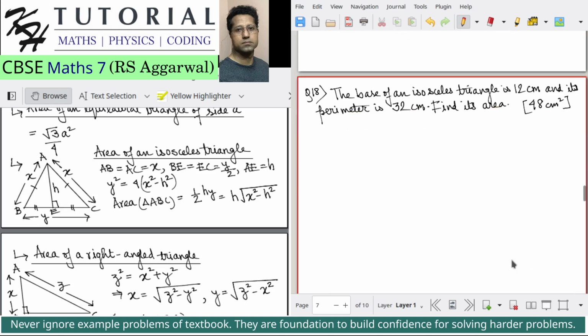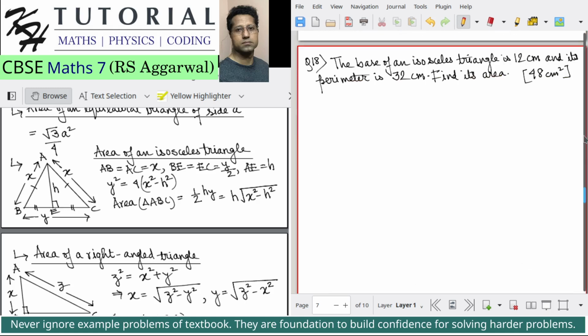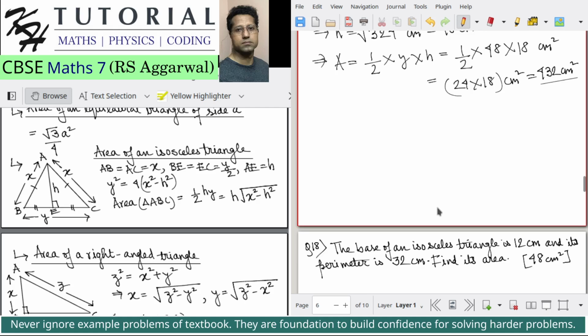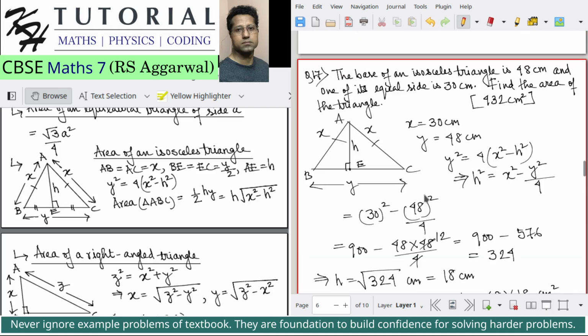Okay, let's do the next problem. Question number 18. The base of an isosceles triangle is 12 centimeter and its perimeter is 32 centimeter. Find its area. Okay, so if I refer to this picture, let me copy this figure.